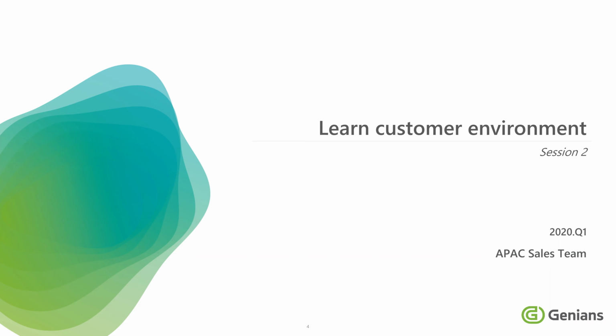Genians prepared the sales session for enhancing your sales skills when you meet and persuade your customer. The sales session consists of 6 sessions. Today is the second session, Learn Your Customer Environment. It is about the first step of learning Genians NAC sales. In this session, you will learn how to find the right customer and offer them the right design of Genians NAC.